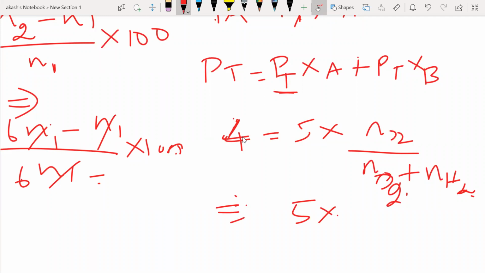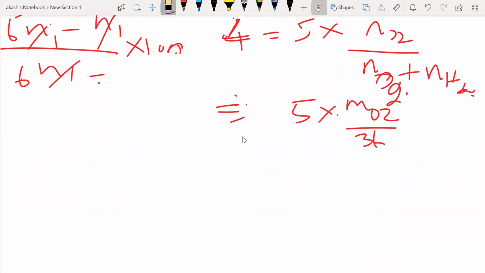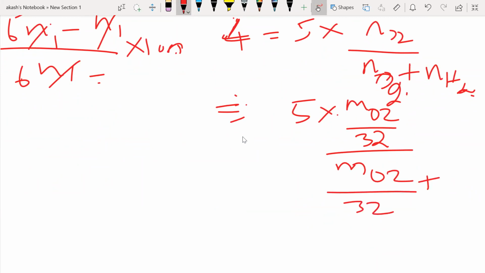They need the mass, so let me do it in terms of mass. Given mass of O2 divided by 32, divided by given mass of O2 divided by 32 plus 1 by 2. Now given mass of H2 is 1, so this is going to be 0.5. Yeah, that's it. So you just have to do the LCM part and do everything. I'll just actually give you the answer.